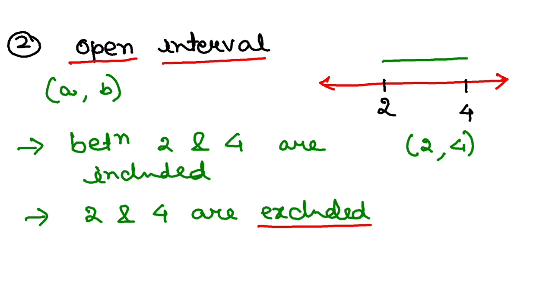So what is the difference between a comma b closed and a comma b open? Now a comma b closed means everything between a and b will come, and also a and b will come. But a comma b open means everything between a and b will come, but the border values, that is a and b, won't come. I hope you have understood the difference between closed and open. Now there can be different variants to this one, so let's learn those variants.